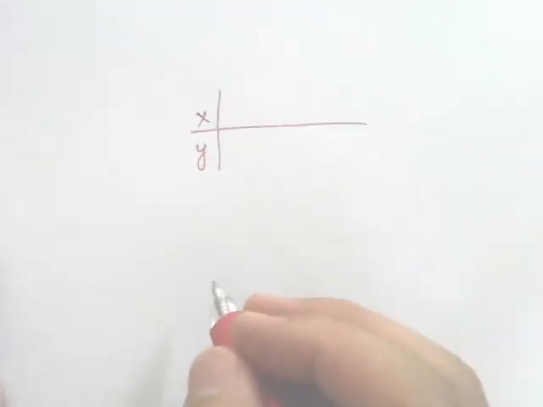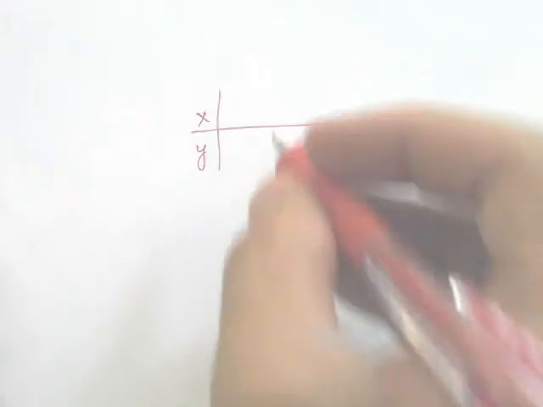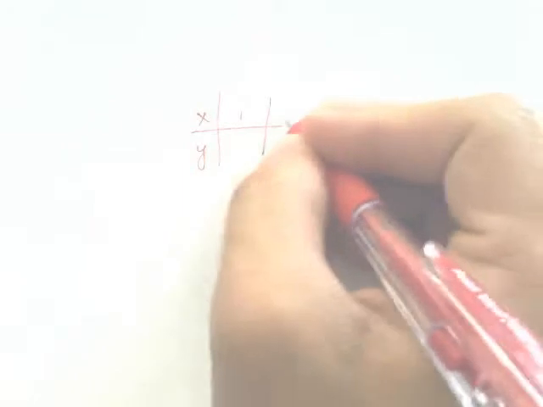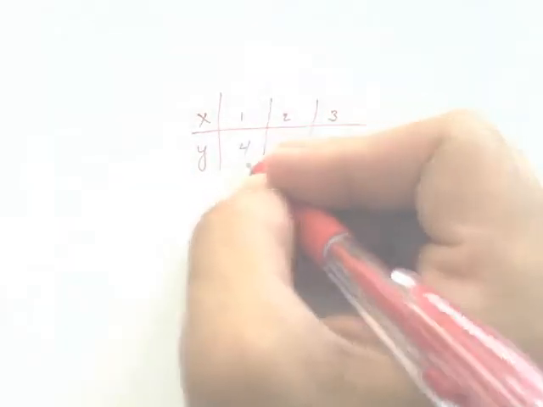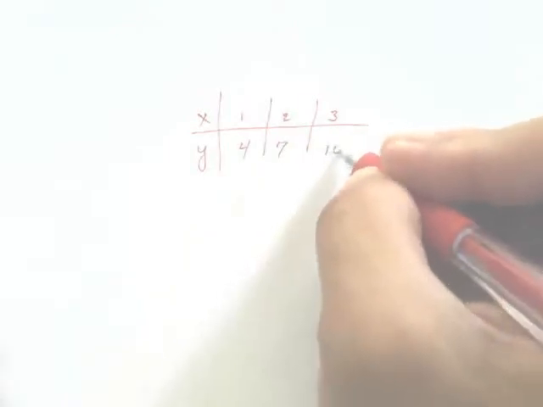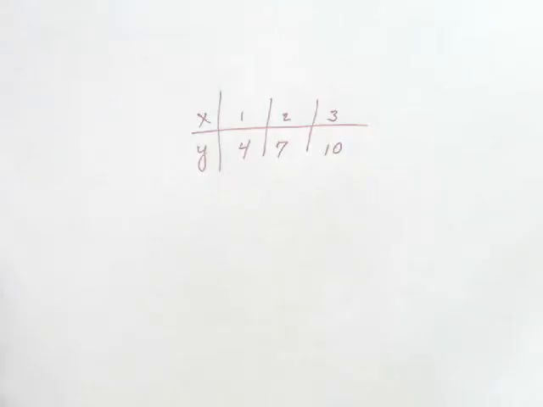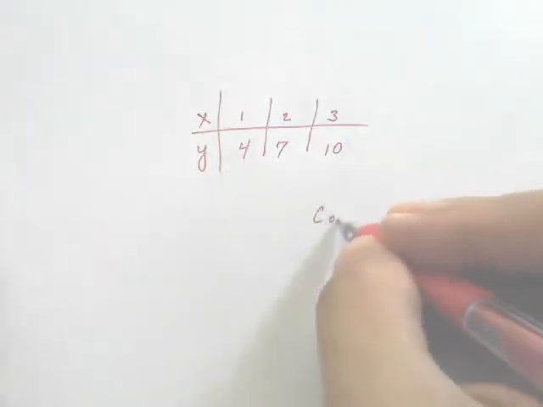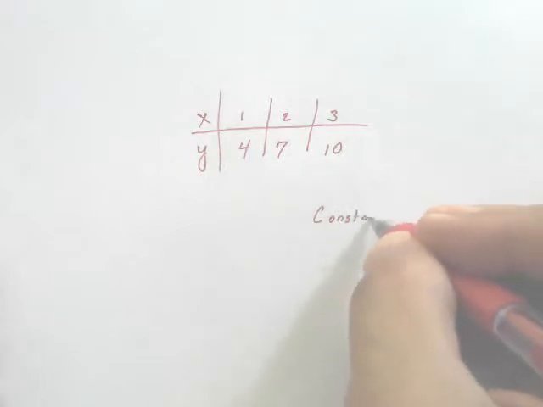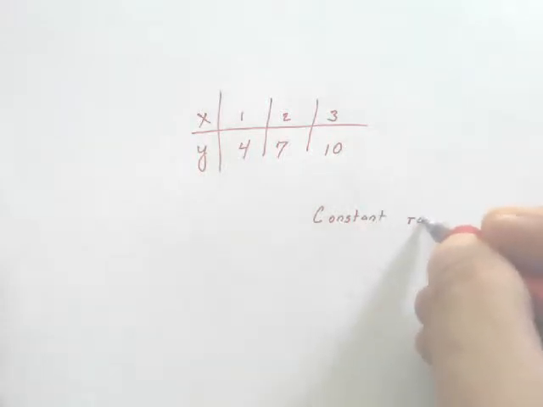Okay, so here's the first new video of 2014, and what we're going to do is take a look at, given a table, how do you determine if that table is linear or not? So I have a table of points, 3 x's and 3 y's, okay? And you'll remember that we discussed in class that there must be some constant rate or some constant change, okay?